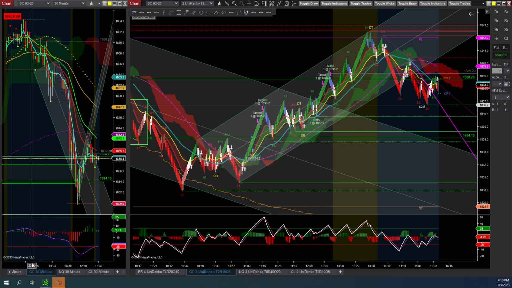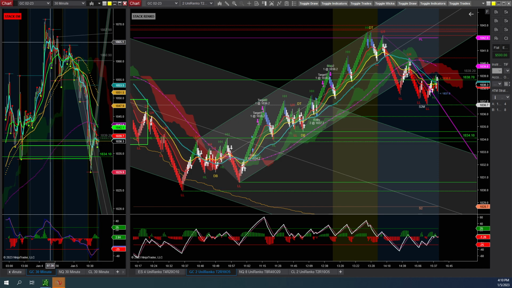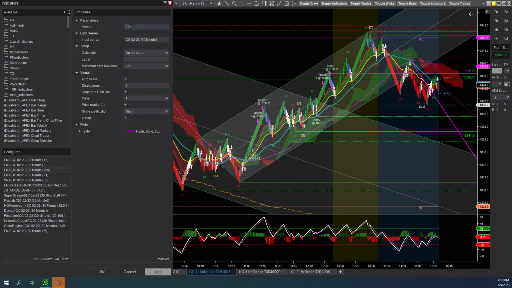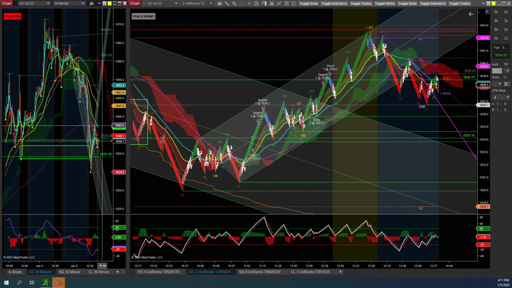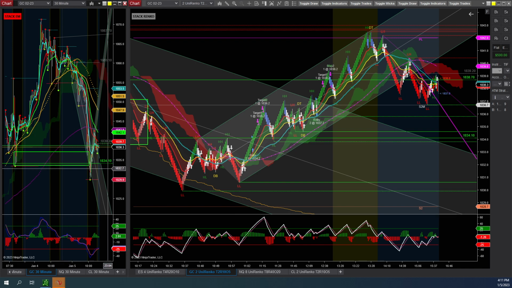Let me expand it a little bit here. So we were in a chop area here, kind of at the top, and then the market came back down to the moving average on this one, which is the 200. Let's open it so you can see it. Yeah, the 200 simple moving average. So the market came back down, and this one is a magnet, so it did a little bit of slingshot to the downside and then came back.